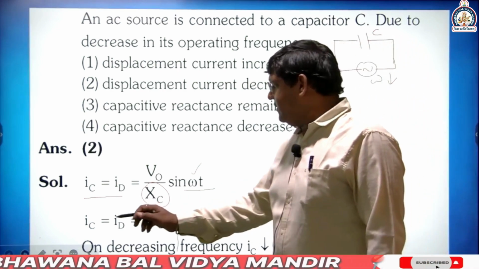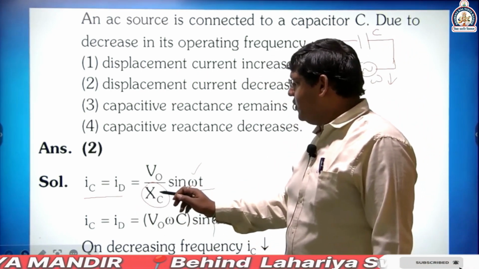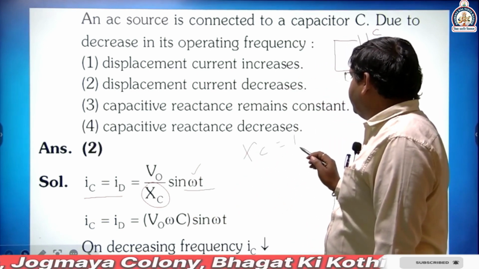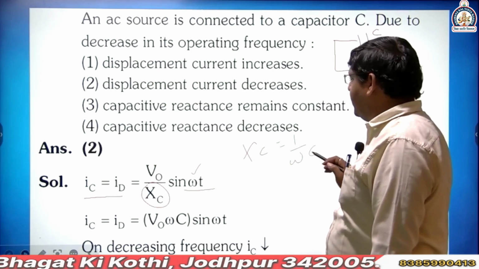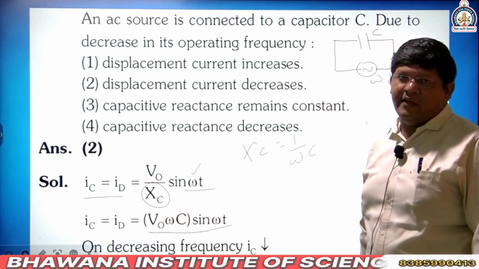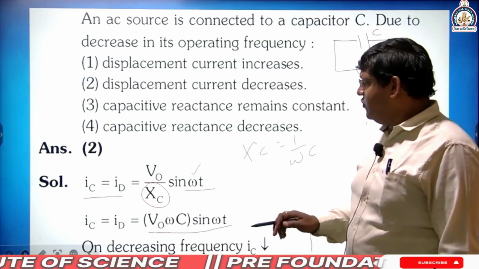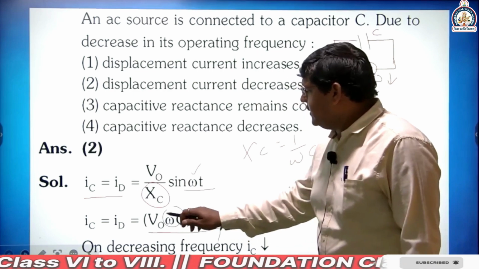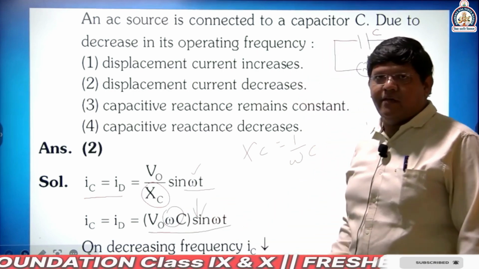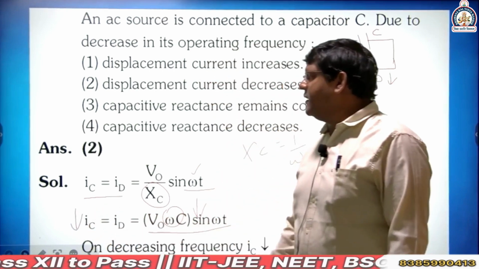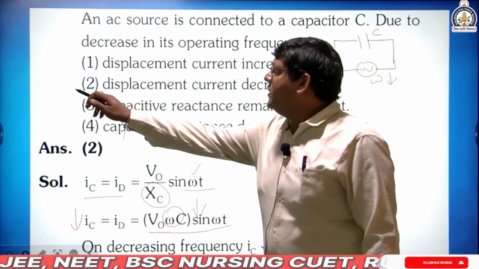Now Ic is equal to Id. By putting the value of Xc equal to 1 upon omega c, we get V0 omega c sin omega t. Now, according to the question, the frequency decreases. If the frequency decreases, there is a decrease in the value of omega. If omega decreases, then Ic and Id will always decrease. That is option number 2.